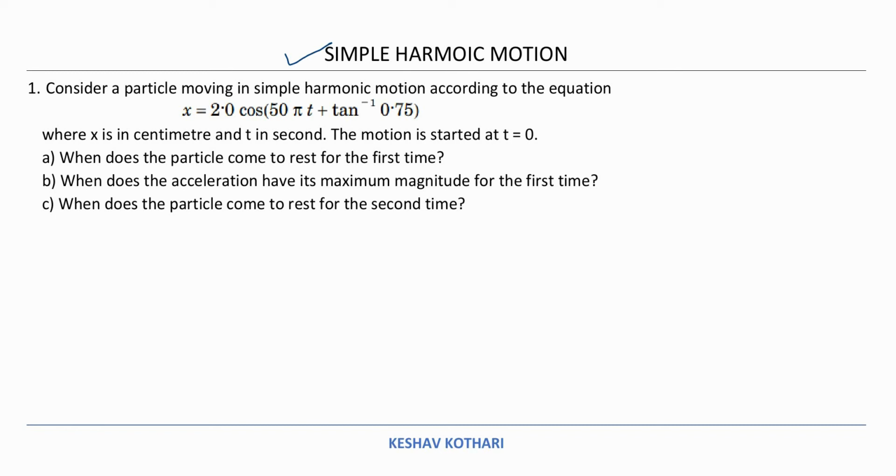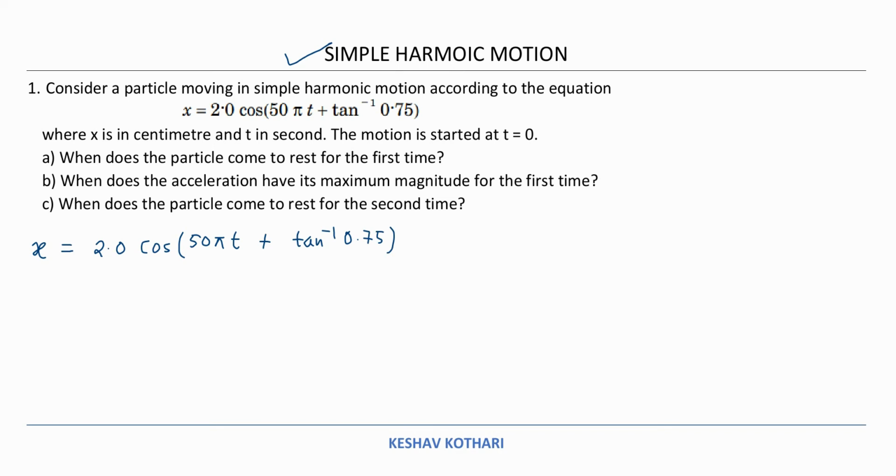When does the particle come to rest for the first time? When does the acceleration have its maximum magnitude for the first time? When does the particle come to rest for the second time? So if we approach this particular problem, we are given the position of the particle as a function of time by means of x is equal to 2 cos of omega t. So in place of omega we have 50 pi t plus tan inverse of 0.75, which is depicting the initial phase of the particle.